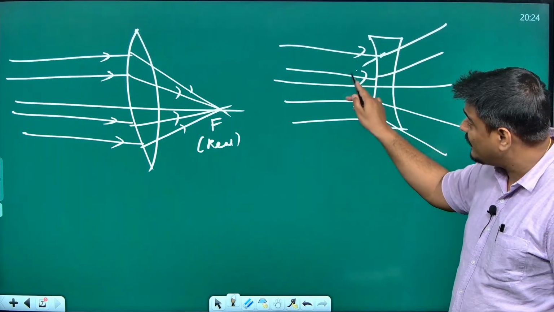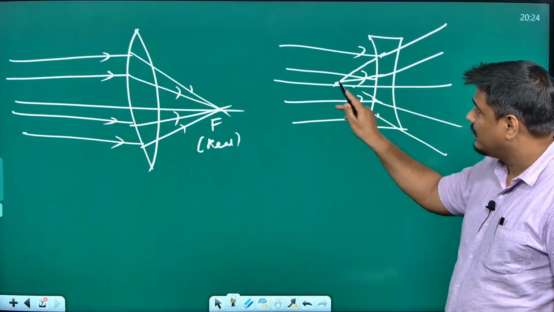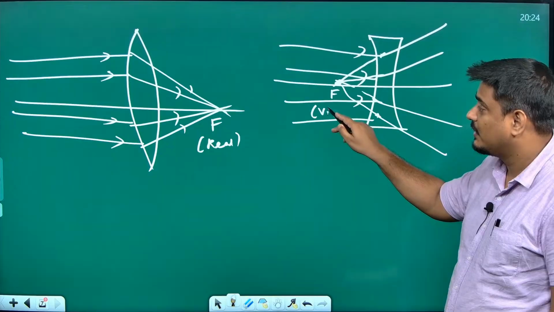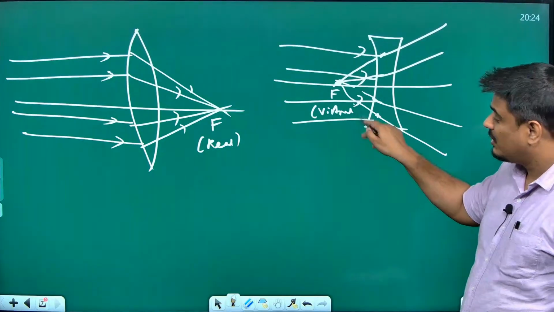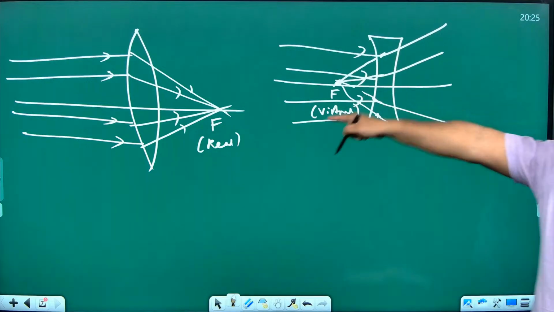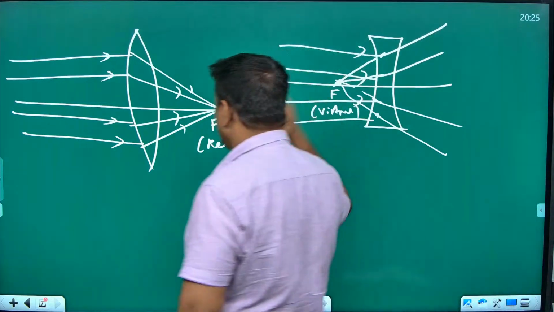And if you extend them in the back direction, they will also meet at a focus. What focus will that be? Virtual focus. So the focus of a concave lens is virtual. The focus of a convex lens is real. Understood why? Because the rays are really intersecting, they meet and intersect here.